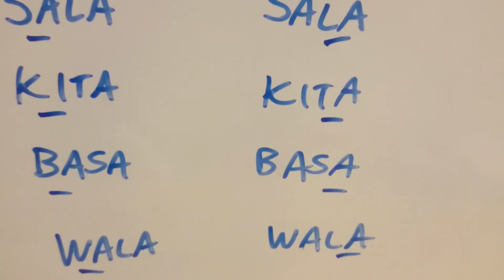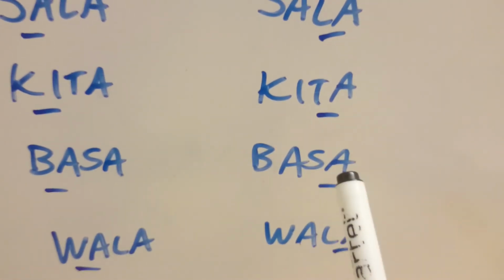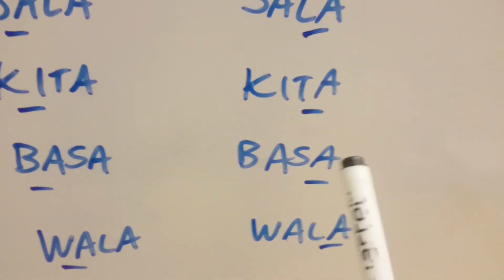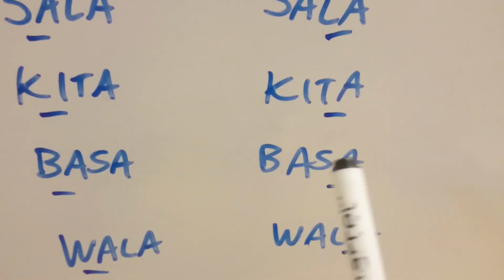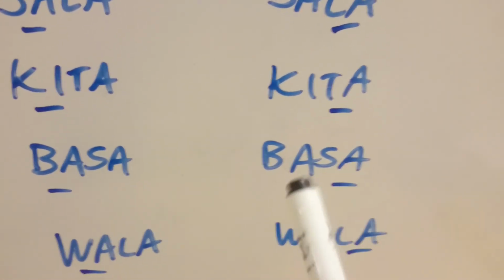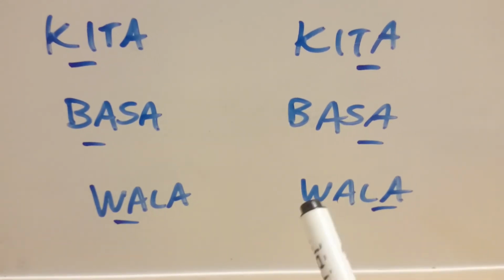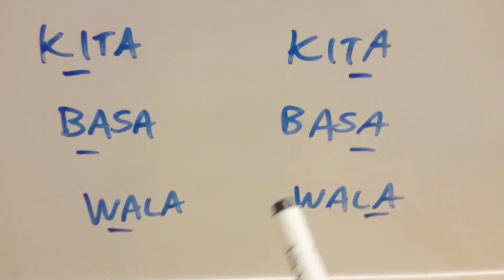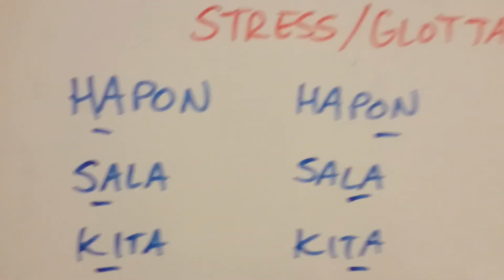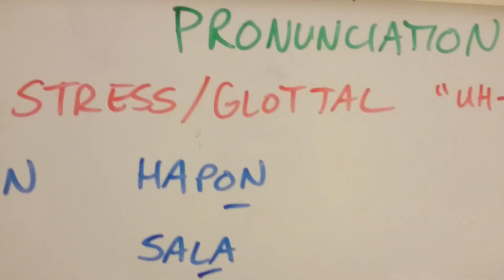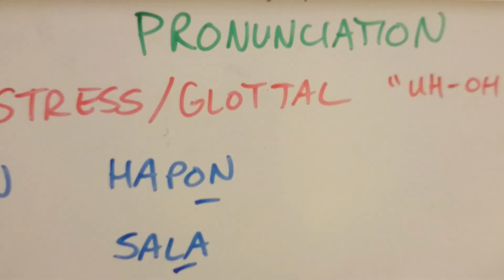So this last one kind of has a little glottal at the end, right? Because you can hear it. Basa, basa, right? So basa meaning wet, or something got wet, right? And the last one is wala, wala. It's something with the stress and glottal review that I just wanted to point out and make in this short video.